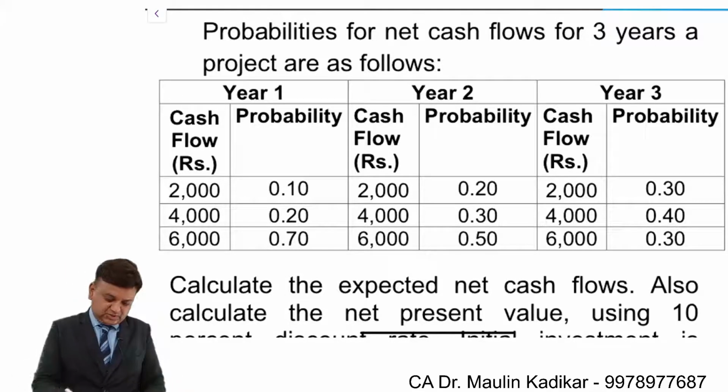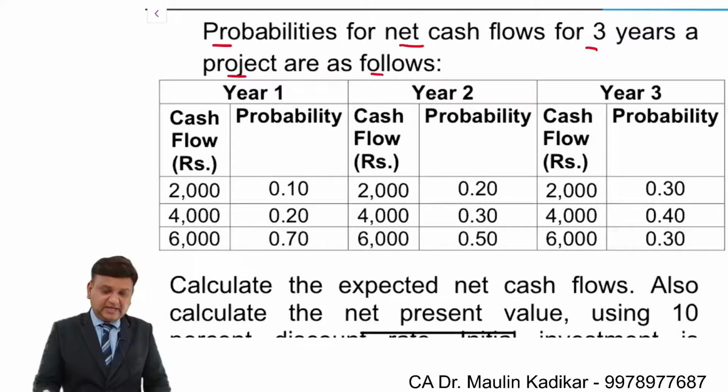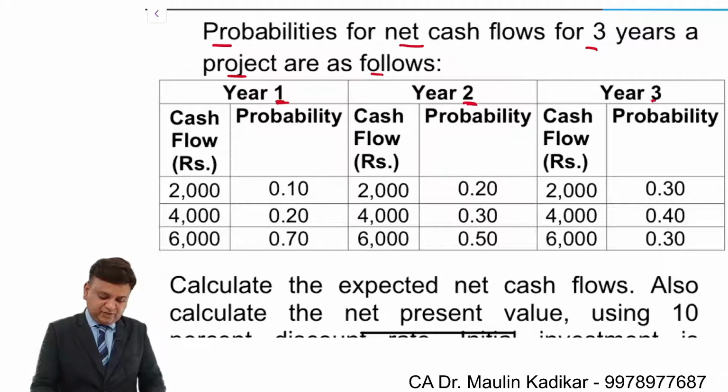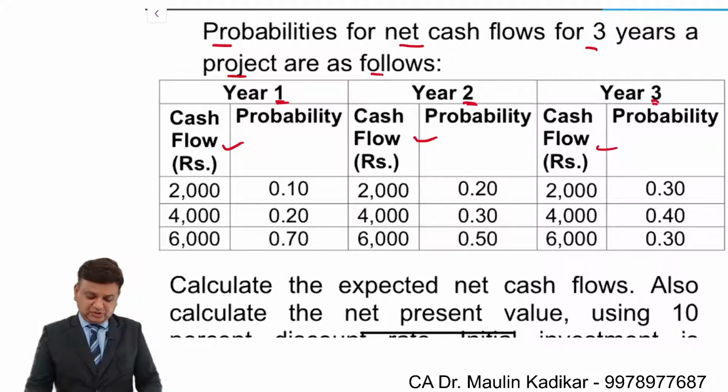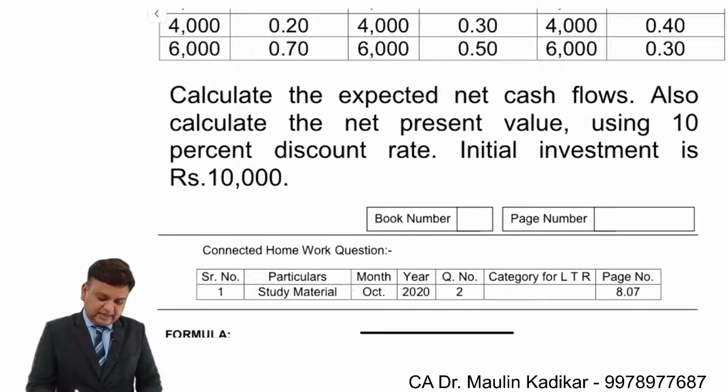Let us see the next question. Probabilities for the net cash flows for 3 years for a project are as follows. For the first year, for second year, for third year, cash flows with the probability are given. Calculate expected net cash flows.